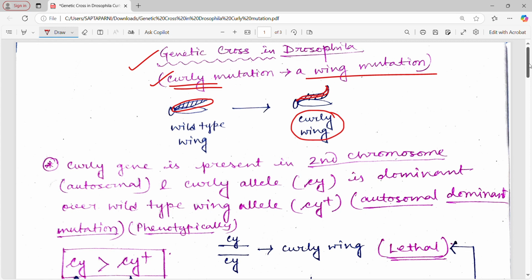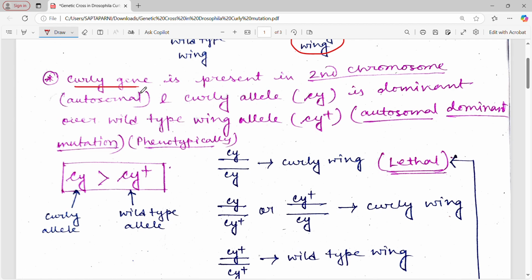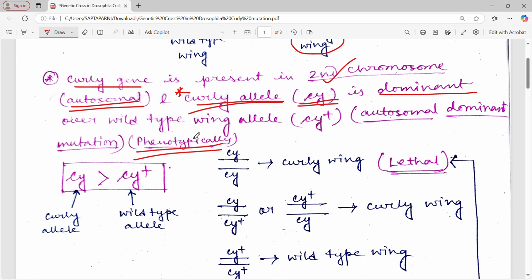Now you have to remember two things about Curly mutation. First of all, the Curly gene is located on the second chromosome of Drosophila. That means it is an autosomal mutation. Another very important thing to remember is that phenotypically, the Curly allele, or the mutant allele, which is denoted as Cy, is dominant over the wild type wing allele, which is annotated as Cy plus. That is why it is known as an autosomal dominant mutation.